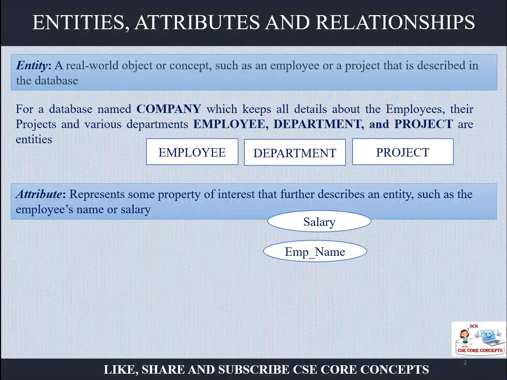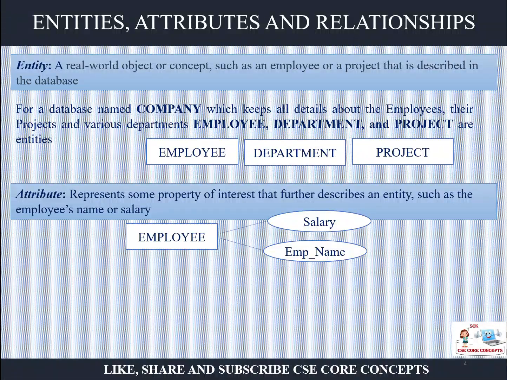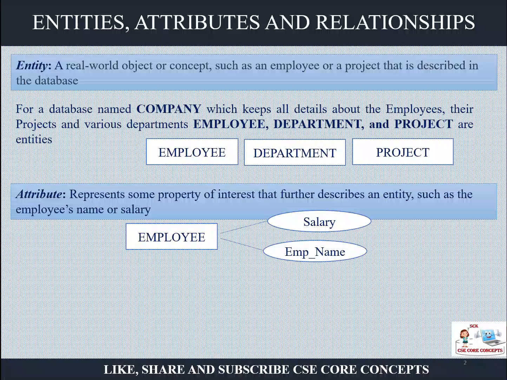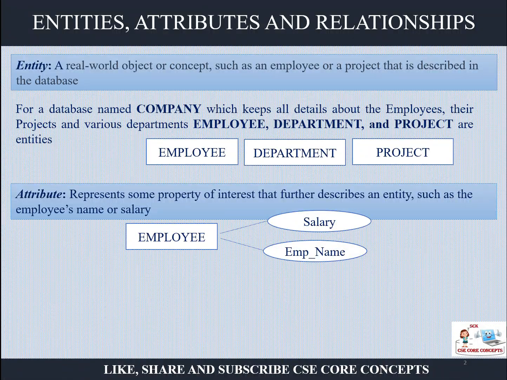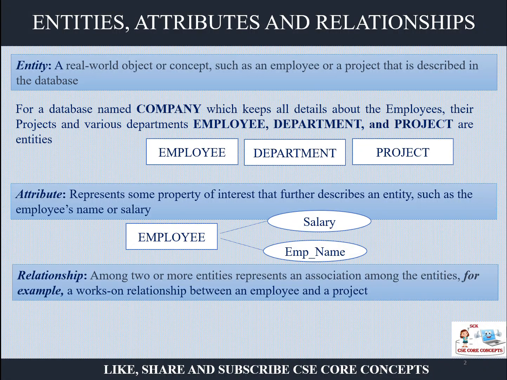Now, these attributes are generally represented in an oval, or you can say ellipse format, where inside you write the name of the attribute, and you can connect it to the entity with the help of lines. Remember, they are not arrows, they are simply lines. So employee has two attributes here, the employee name and the salary, but it will have more. Like for department, you can store the department ID and the name of the department. This way you can store it.